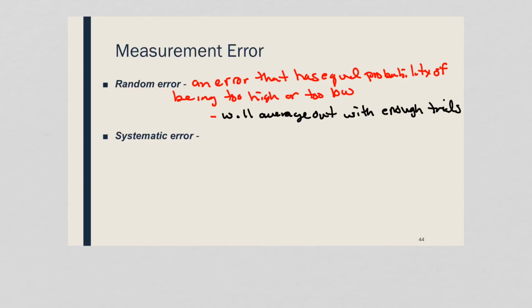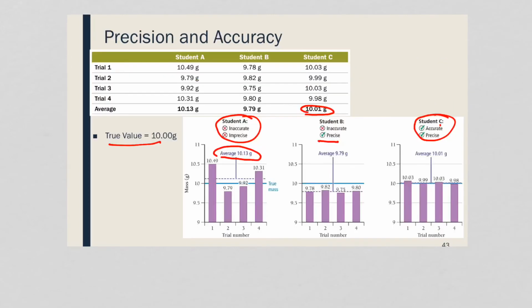So the situation in student A might be a situation where we're getting some sort of random error in the data. Now, this is like student B, right? Now notice here the error is always the same. It's always too low. So this is what we refer to as a systematic error, right? Meaning we're reproducibly getting the same error.